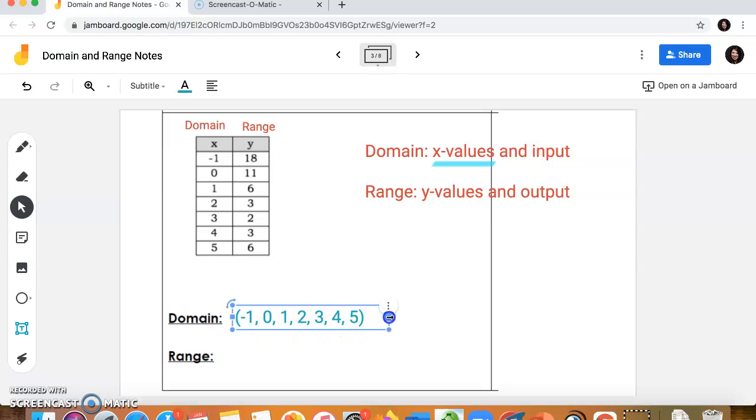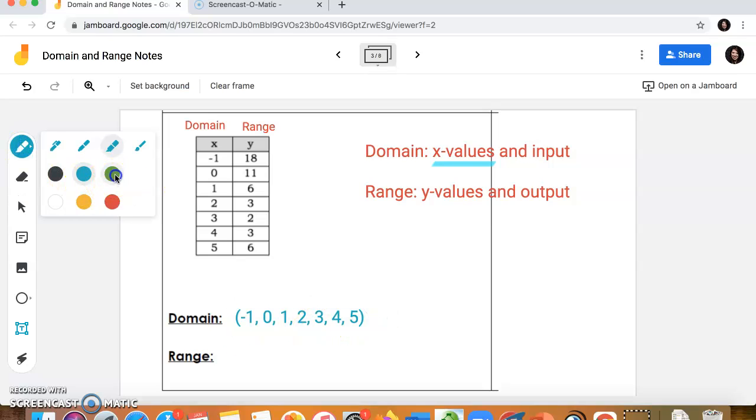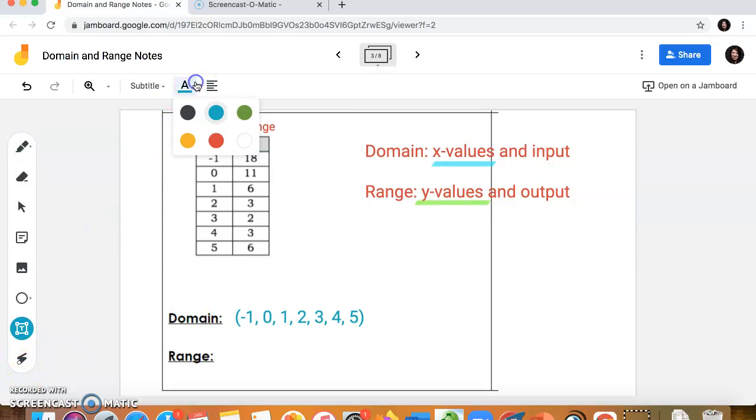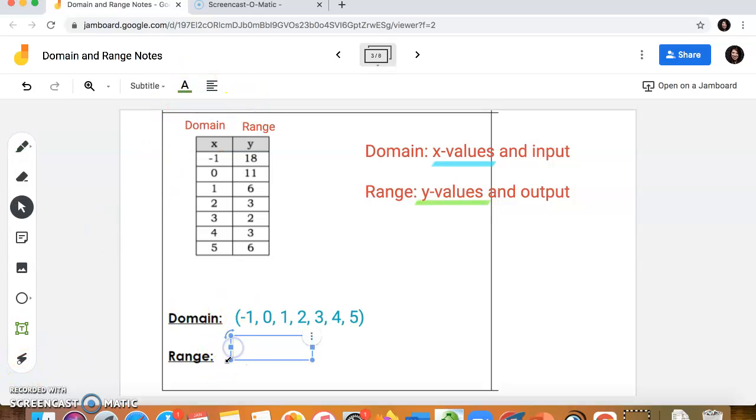That's our domain. Then our range is all of the y values. So we're going to write down all of our y values for our range, and that is 18, 11, 6, 3, 2, 3, and 6. That is our range. Again, if I'm moving too fast, pause the video because I'm going to move to the next slide.